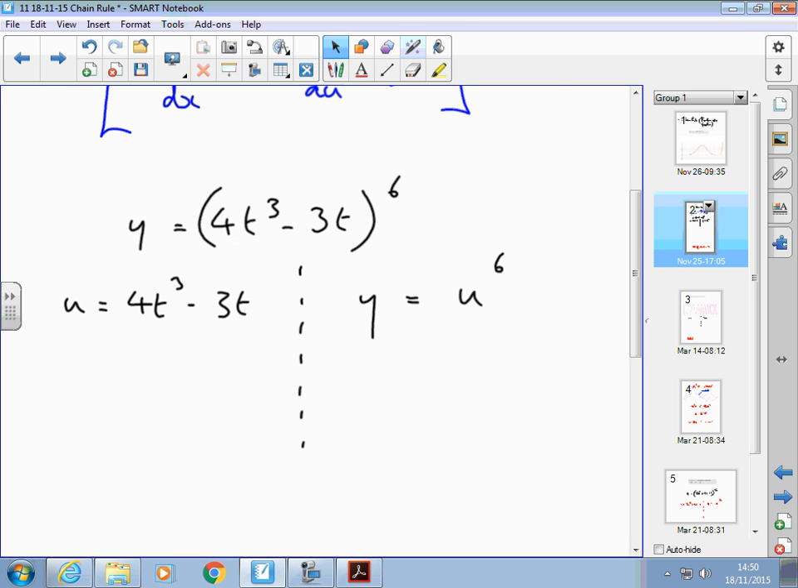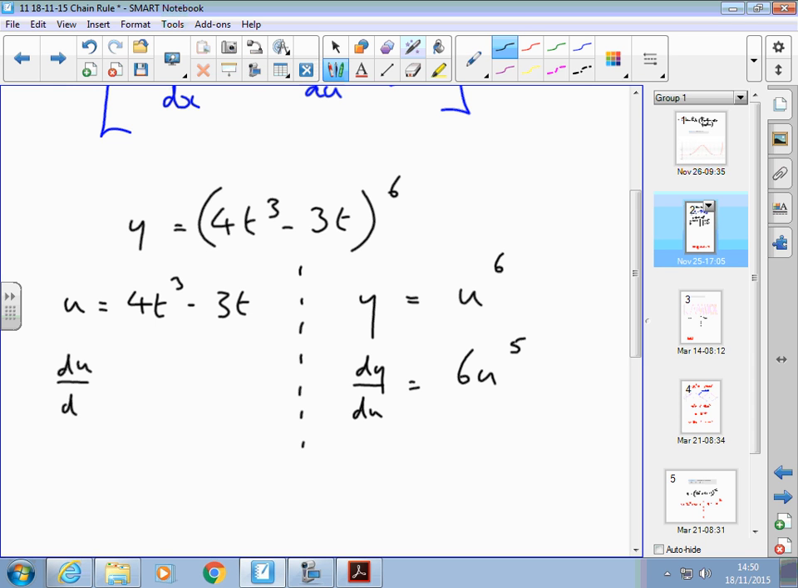Now, I just differentiate each bit. If I differentiate with respect to u, I just use the rule where I bring the power down, times it by the number in front, which in this case is just 1, and take 1 off the power. So the differential of y with respect to u is just 6u to the 5. That's not difficult. And then I differentiate the inside bit, the bit that I've called u. du by dt this time, because t is the independent variable. Bring the 3 down, times it by the 4 is 12, t squared. And the differential of 3t is just 3. So I end up with this.